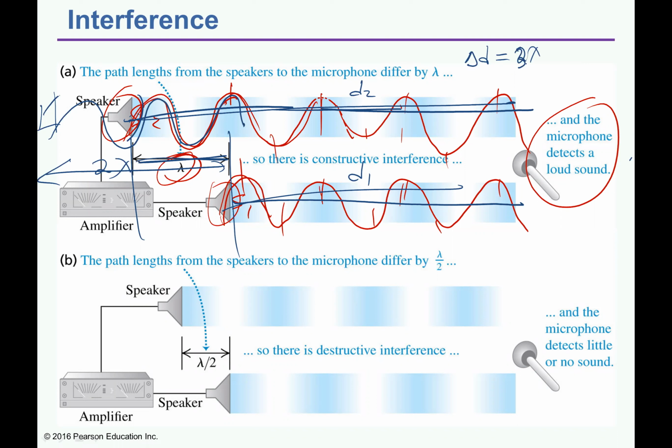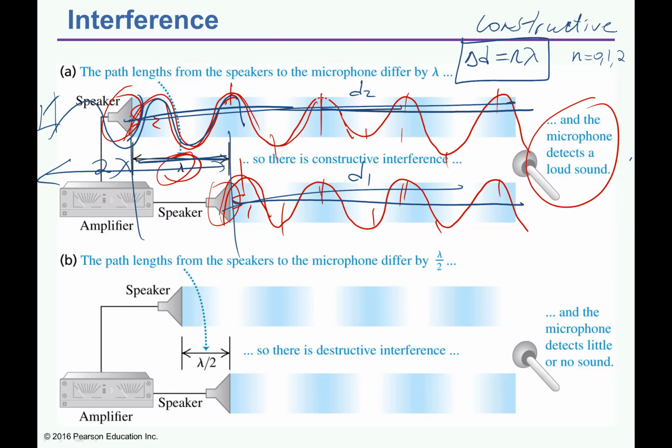3 wavelengths, still constructive. 4 wavelengths, still constructive. That means as long as their difference is n times the wavelength, where n is 0, 1, 2, a whole number of wavelengths, we get constructive interference. When n is 0, delta D is 0, they're next to one another. When n is 1, delta D is lambda, so speaker two is 1 wavelength behind. When n equals 2, delta D equals 2 times the wavelength, so speaker two is 2 wavelengths behind. And this is the equation for constructive interference.